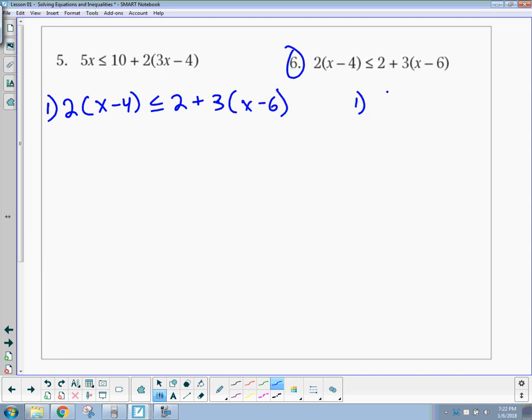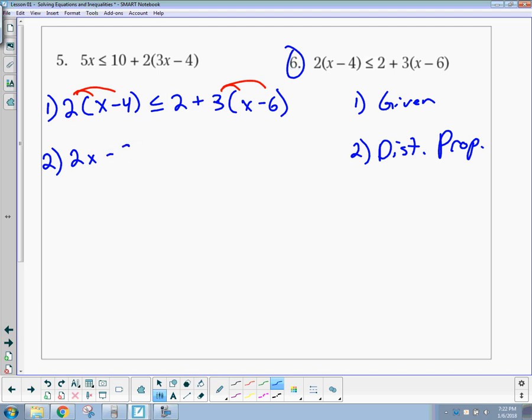So, number 2, that second line is going to be from distributing. I'm going to distribute everywhere. So, 2, dis prop. So 2 times x is 2x. 2 times negative 4 is negative 8. Less than or equal to 2 plus 3 times x is 3x. That's a plus sign. And 3 times negative 6 is a negative 18. Next step would be to combine like terms.